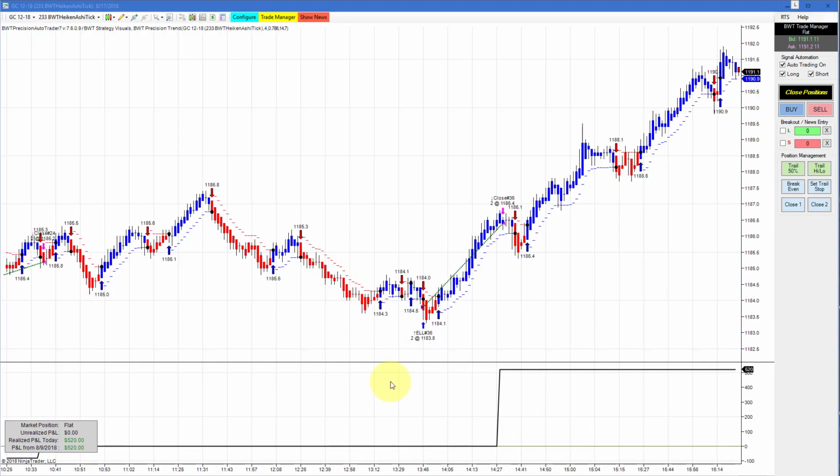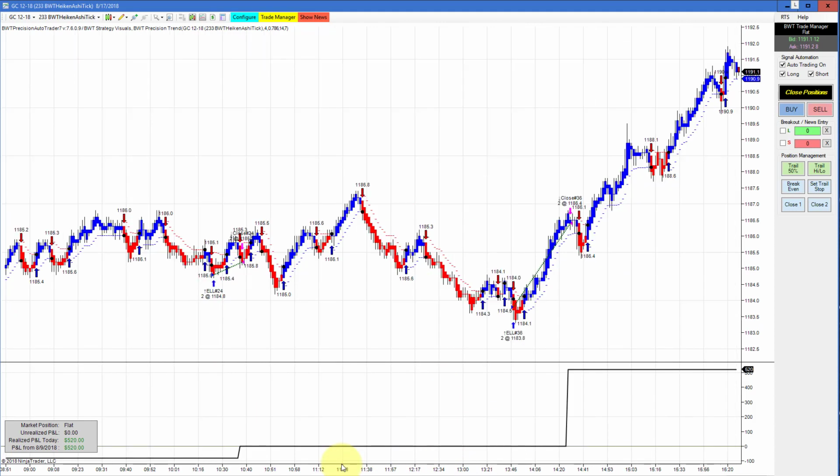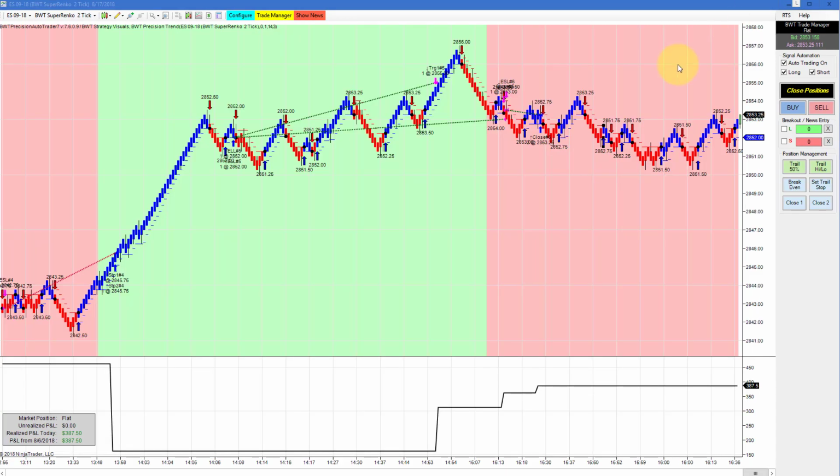Okay, the gold contract on a 233 Heiken Ashi chart had a single trade, good for 520 for the day. I take that back. There were several trades here. We had a small loser, drew down less than $100, and then what looks to be another winner that brought us back to break even, and then this winning trade here. Okay, the E-mini S&P on a Superenco 2-tick chart with a 4-tick higher time frame did 387.50 for the day, trading two contracts.